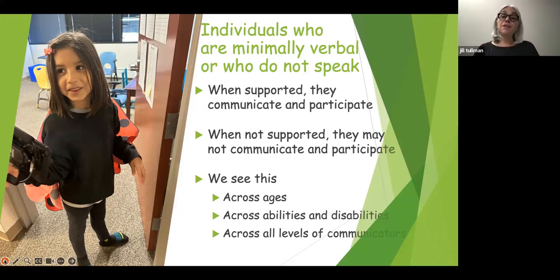So individuals who are minimally verbal or who do not speak, when they are supported, they communicate and participate. When they're not supported, they may not communicate and participate. And we see this across ages, across abilities, and across all levels of communicators. So I think this is really important, regardless of an individual's ability and disabilities. They not only have the right to communicate, but they can communicate. And when they're supported to, they communicate beautifully.